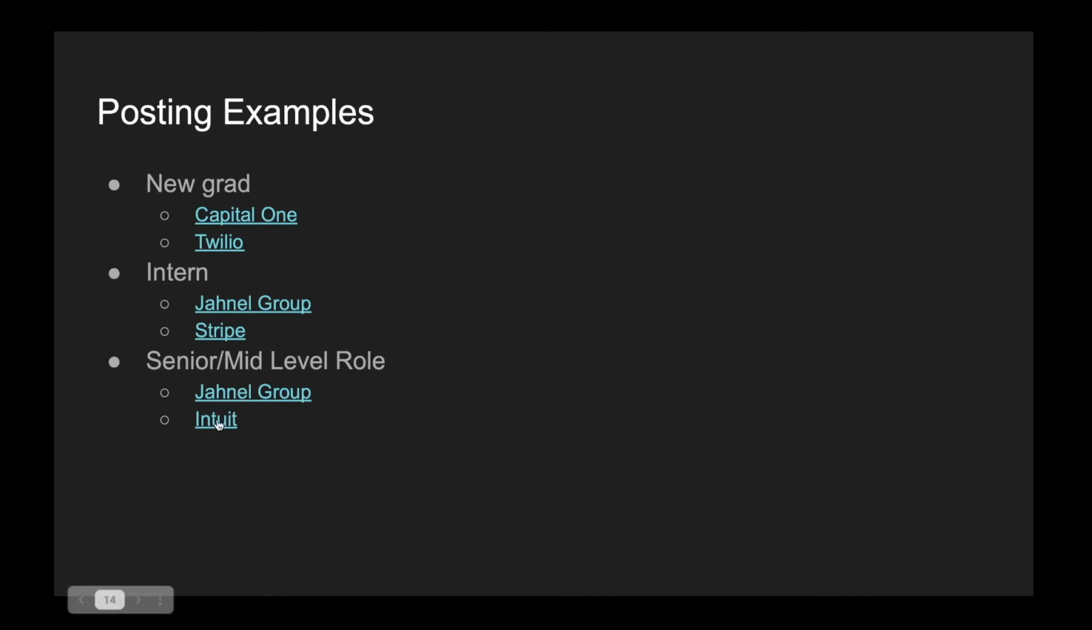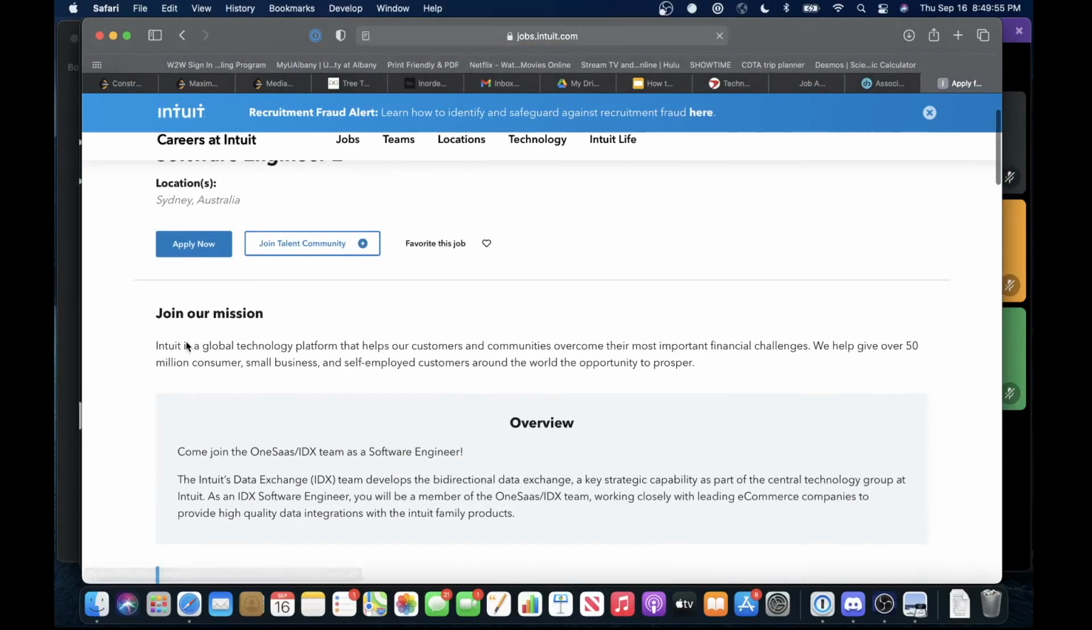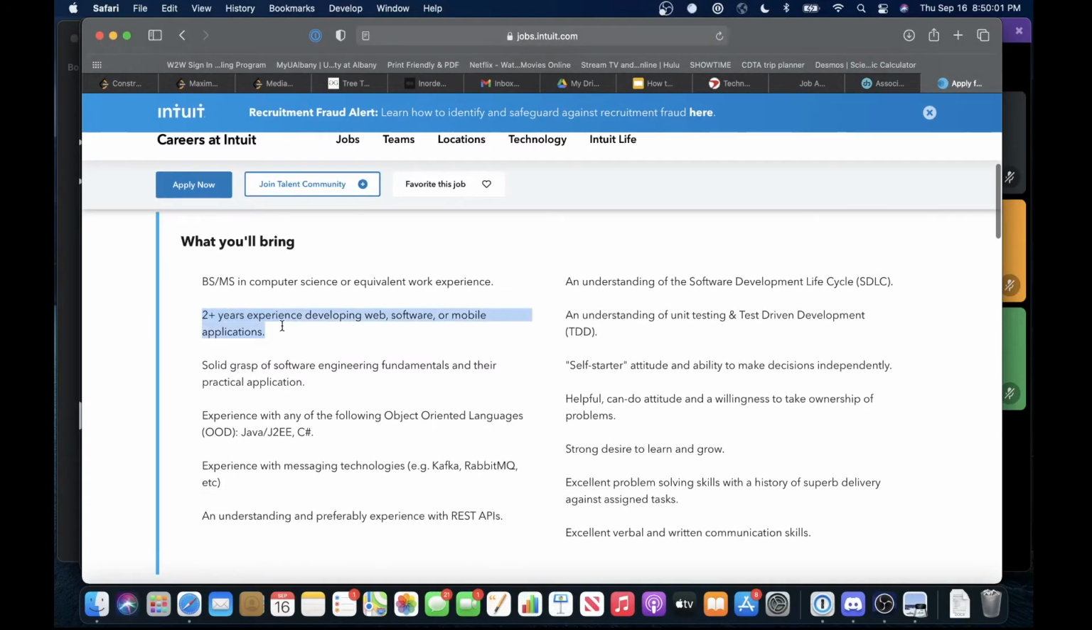And I just want to show what a senior mid-level role would be like. This is when you really have to make sure that your resume is really catered towards the position. Specifically, they want 2+ years of experience developing web, software, and mobile applications. That's something you should speak towards on your resume. And they want experience with specifically these two or three programming languages, so Java and C Sharp, and what I don't know what J2EE is. And then specifically, they want Kafka and RabbitMQ, and specifically experience with REST APIs and so on.